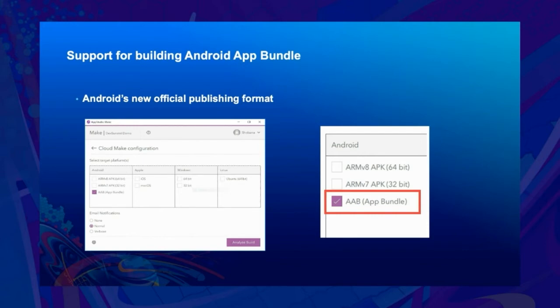Android App Bundle is Android's new official publishing format that offers a more efficient way to build and release your app to Google Play. Using AppStudio 5.0, you can now build this new format by selecting the Android App Bundle checkbox in AppStudio's Make tool, as shown in the screenshot.